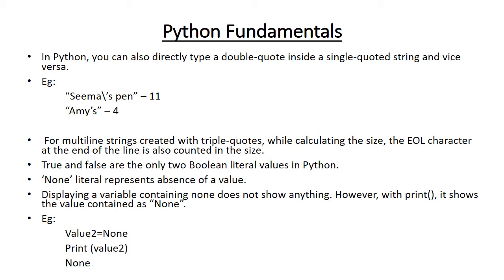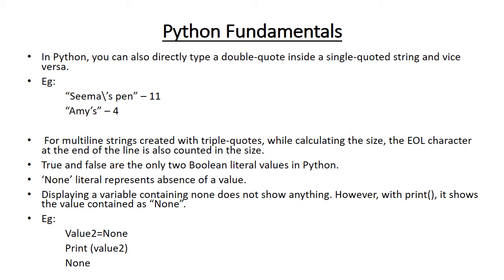An example is given below. Seema's pen. How many bytes will there be in that? There will be 11 bytes. What could be the reason for that? Better you find it out. Emmys. The total number of bytes in the name Emmys is 4. Better you know the reason. For multi-line strings created with triple quotes, while calculating the size, the EOL character at the end of the line is also counted in the size.